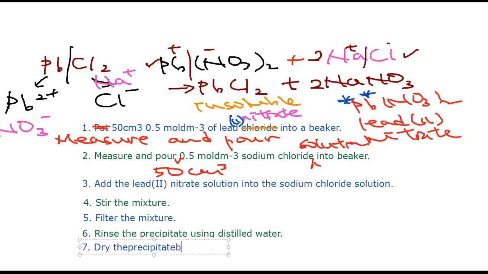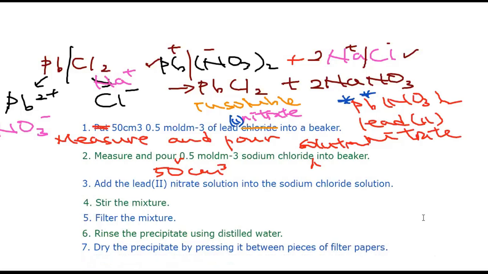precipitate by pressing it between pieces of filter papers. Okay, so this is the seven marks for the preparation of insoluble salt.